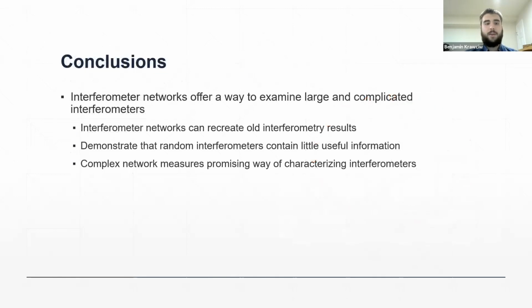All right, to conclude, I have developed this notation of interferometer networks to examine large and complicated interferometers. The notation works for old results, meaning that it's still equivalent to our current understanding. And I've demonstrated that random interferometers contain little useful information, confirming the intuitive reasoning about them. I've also exposed the promising possibility that these complex network measures could provide a way of characterizing interferometers.